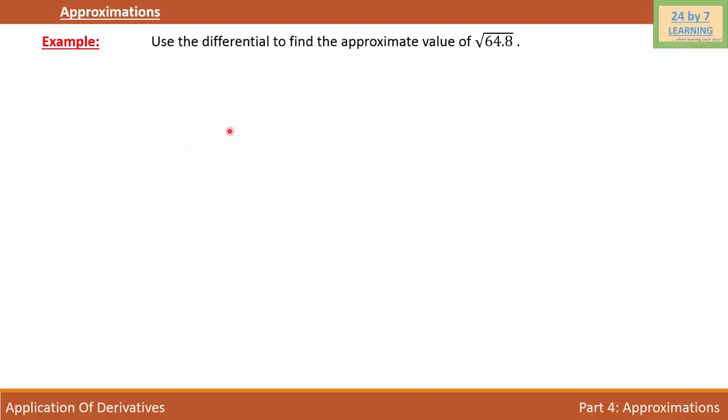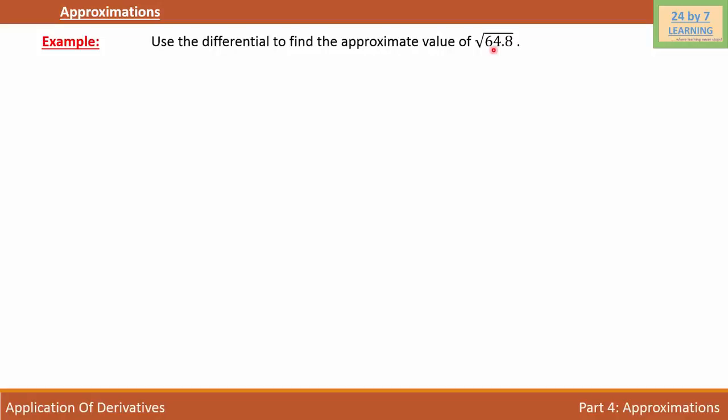Approximations example. Use the differential to find the approximate value of square root of 64.8. As we can see, we have to find the value of square root of 64.8, and as you know, 64.8 is not a perfect square.